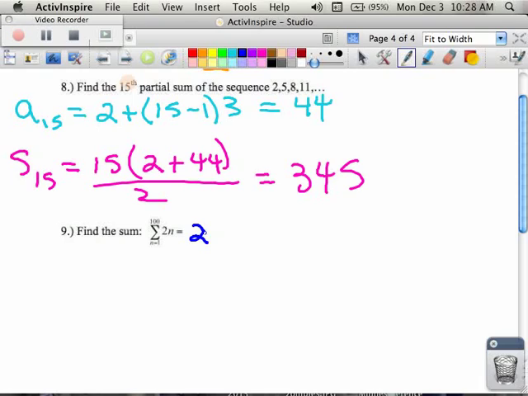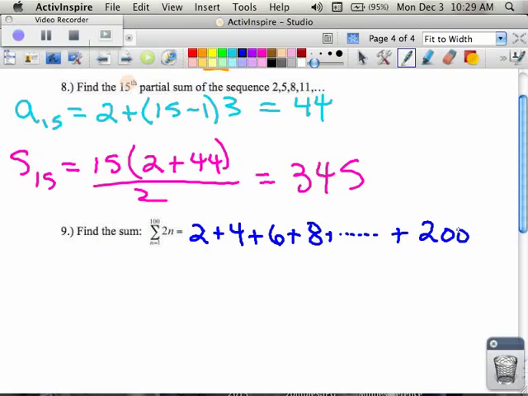So 2 times 1. The second number that I would be plugging in would be a 2. So 2 times 2 is 4. And then I would stick in a 3 and get 6. And then I'd stick in a 4 and get 8. And I would keep on going until the very last thing that I stick in. What's the very last thing I stick in? 100. So 2 times 100 is 200.